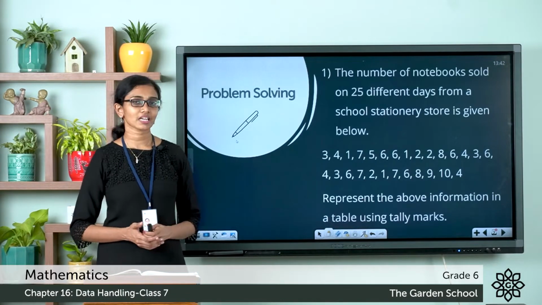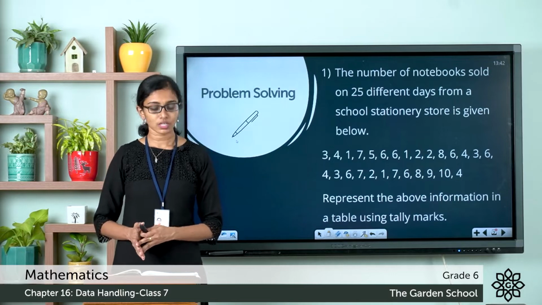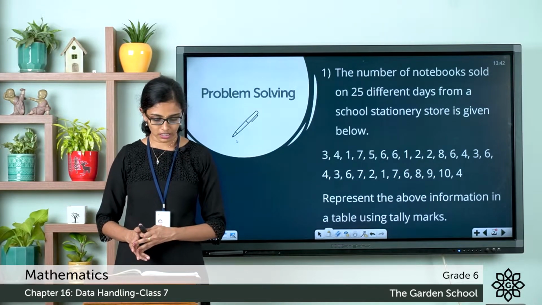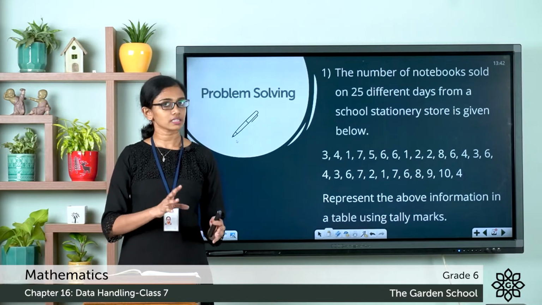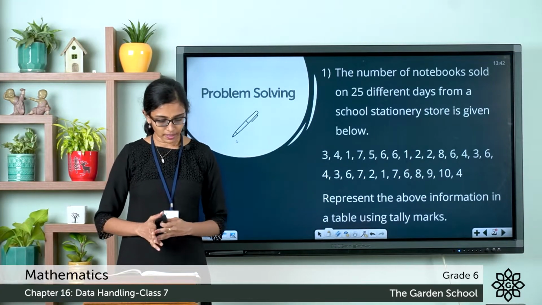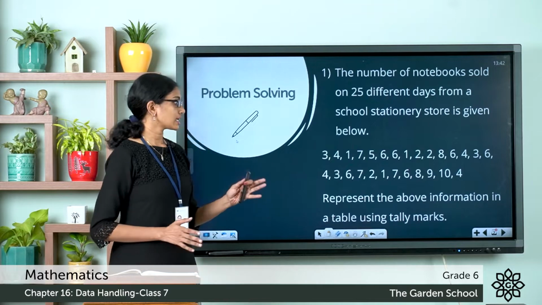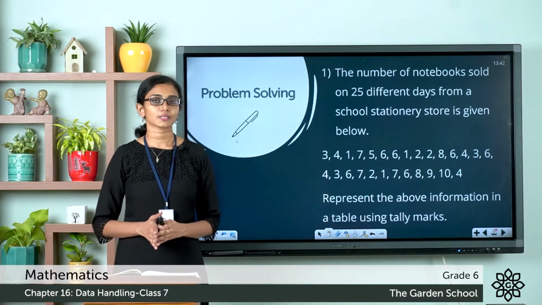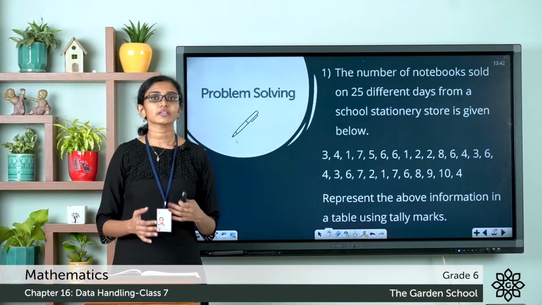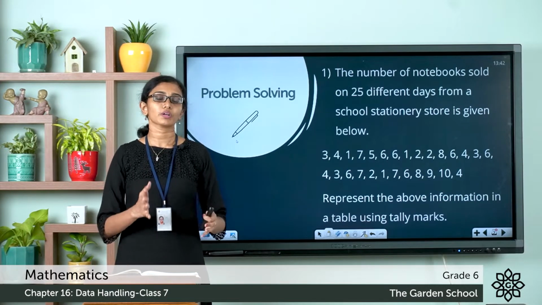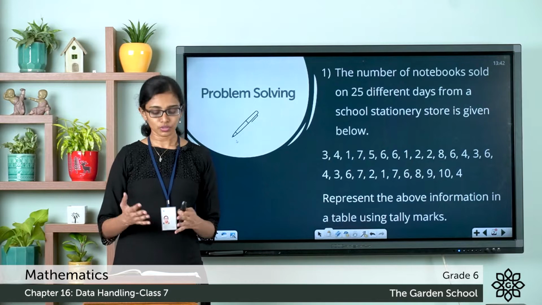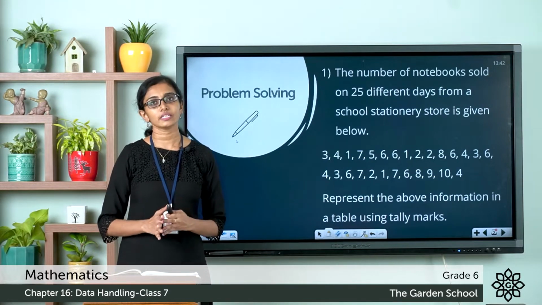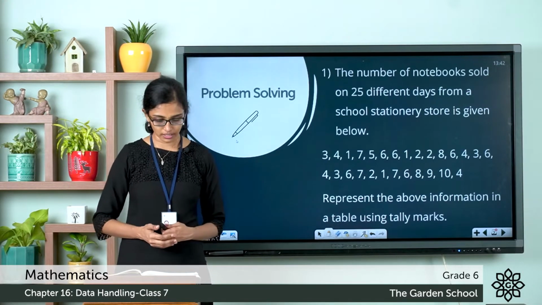The first question says, the number of notebooks sold on 25 different days from a school stationery store is given below. And you can see some data given there. You have to represent the above information in a table using tally marks. So here you are given some raw data. And what is this data about? The data is about the number of notebooks sold on 25 different days in a school stationery store.